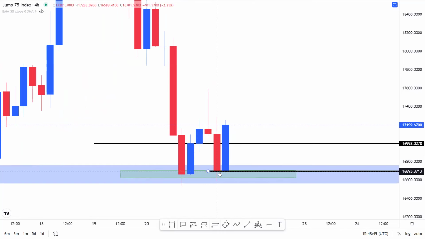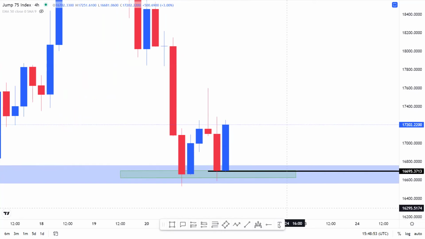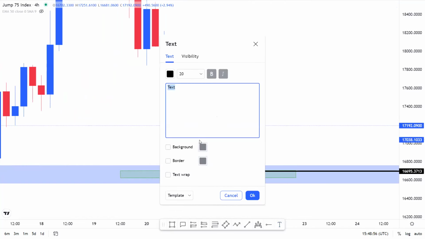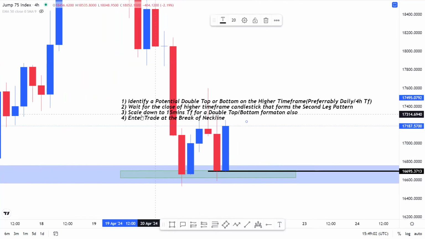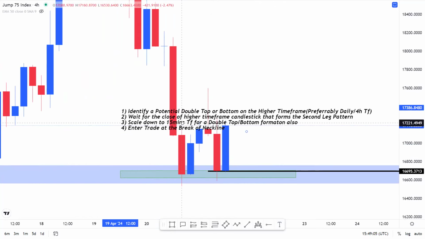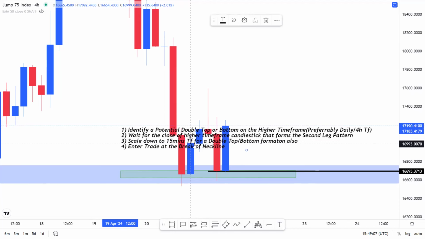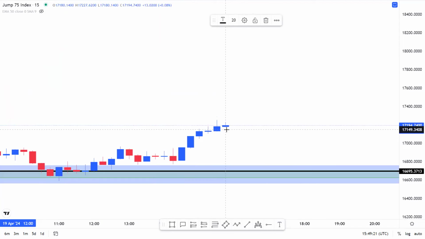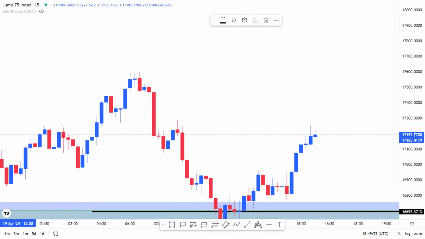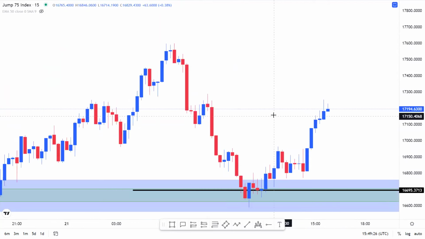Double bottom pattern. This takes me now to the 15 minutes time frame, where of course I add my entry confirmation for longs. So the rule says what? Scale down to the 15 minutes time frame, where we then want to identify yet another double bottom pattern, because what? We have identified a double bottom pattern on the higher time frames. Now on our execution time frame also, we want to go ahead and identify yet another double bottom pattern, which price ended up providing me.